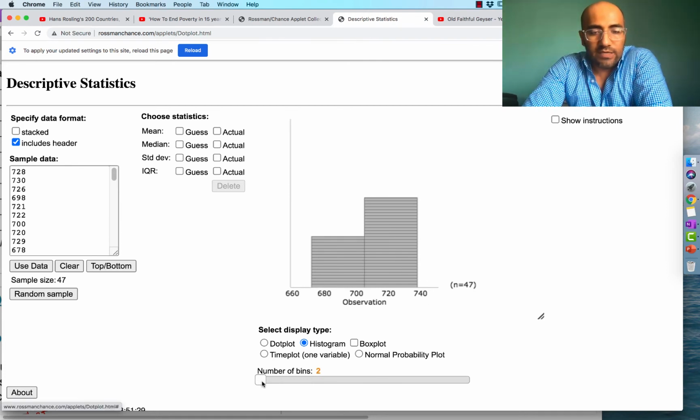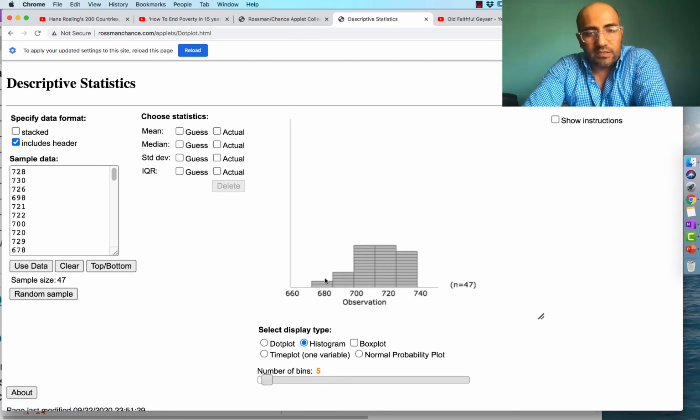Okay, so then as we increase the number of bins, we start to get a little bit more information from our data. But 2 bins is not enough, so we say the minimum should be about 5. So here with 5 bins, we can see the pattern. Looks like around 680, the lower values are pretty rare. It looks like right around 700 to 720, those seem to be pretty popular results.